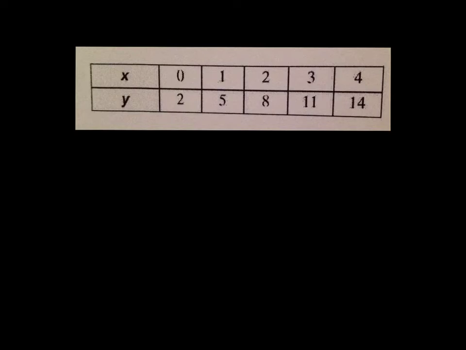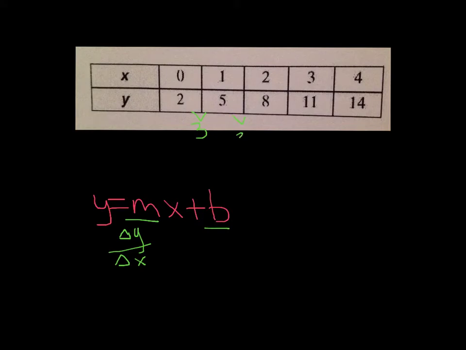Alright, here's our first example. We have a table of values, an xy table, and our goal is to write the equation in the form y equals mx plus b. So we need to find the slope and find the y-intercept and plug them in. To find the slope, that is your change in y divided by change in x. Our y values go up by 3, up by 3, up by 3, and up by 3. And then your x values are all going up by 1.